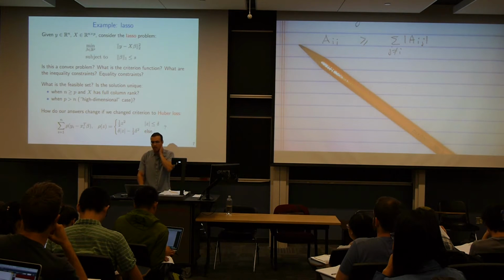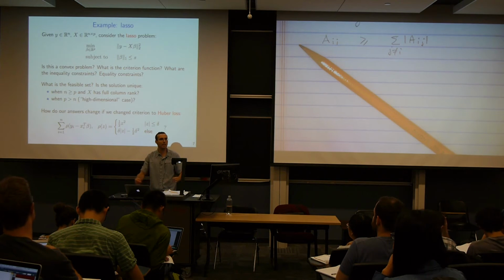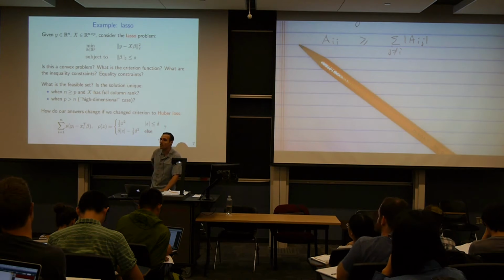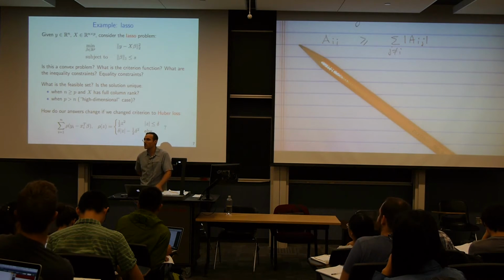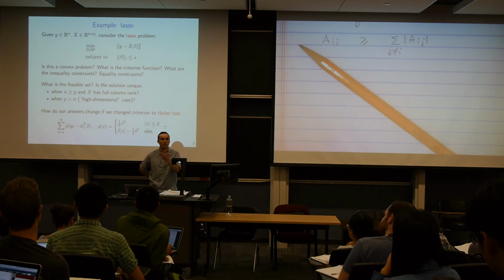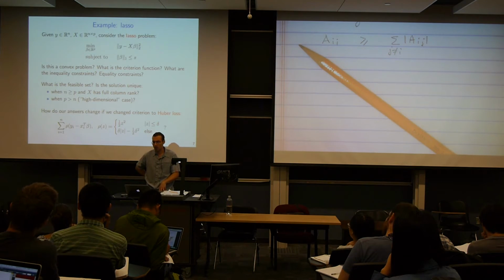So the setting we're in is, let's suppose we have a response or a target y. It's an n-dimensional vector. And we have a matrix x, which is an n by p dimensional matrix. Each column of x we're going to think of as containing a feature or a predictor that we're going to try to use to predict y in a linear fashion. So we're going to take a linear combination of the columns to form a prediction of y.